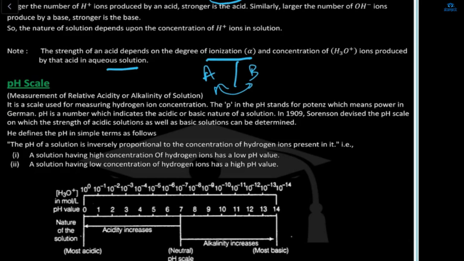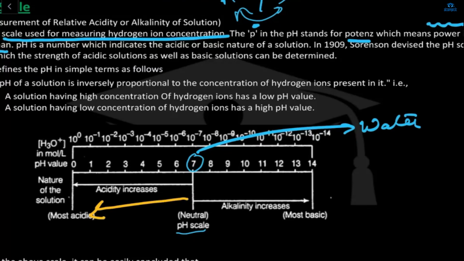So here you can see this is 7, which is neutral. Your water is neutral. But if you go to this side, acidity will increase. And if you go to this side, basicity will increase. For example, if I'm asking you whether 8 is more basic or 13 is more basic, which is stronger, 8 or 13? Ma'am, 13.